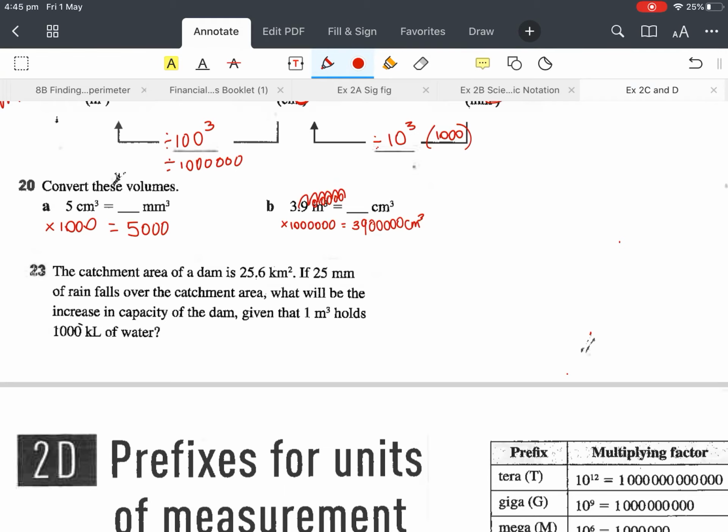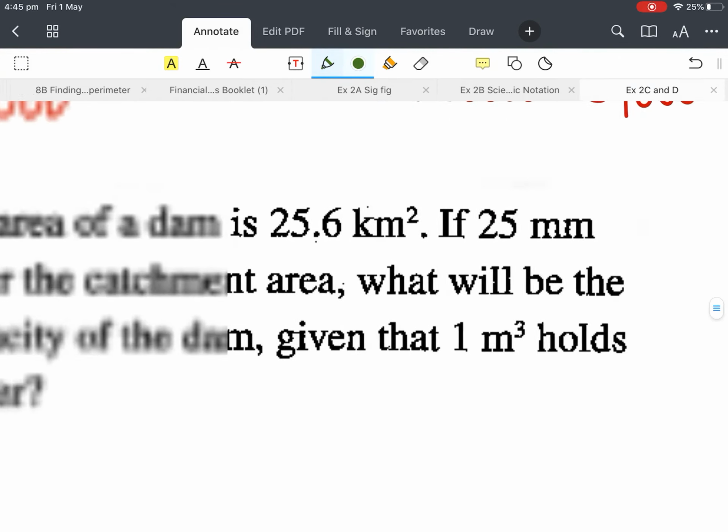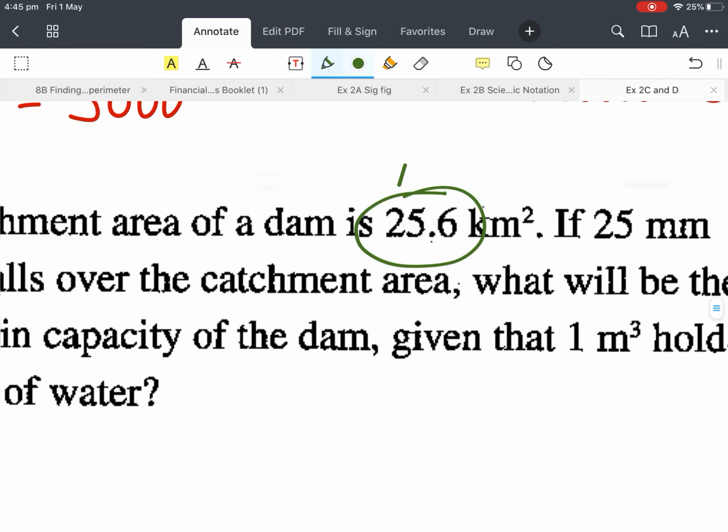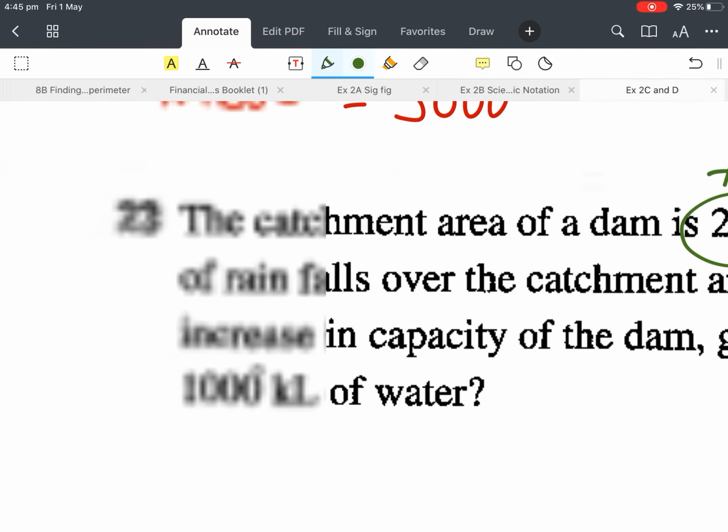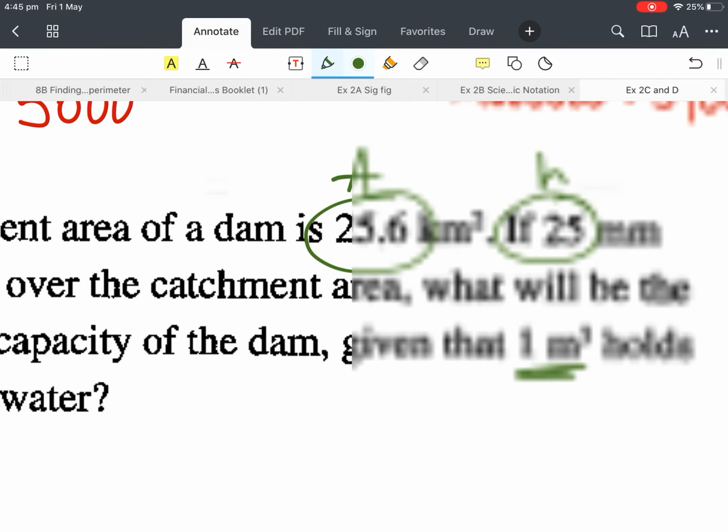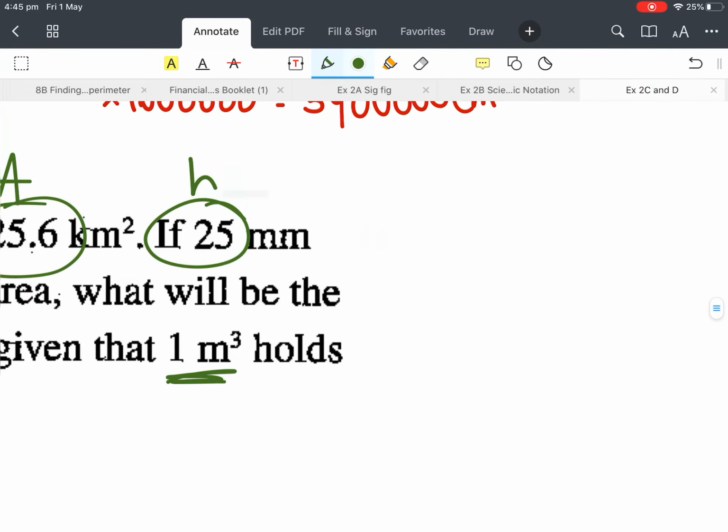All right, I'll do it in a different colour just so it stands out a bit more. So this is what I know. This is the area. This is how much rain falls. That's going to be like our height. And they've also told me that 1 metre cubed is the same as 1,000 kilolitres. So I'm just going to write that down.